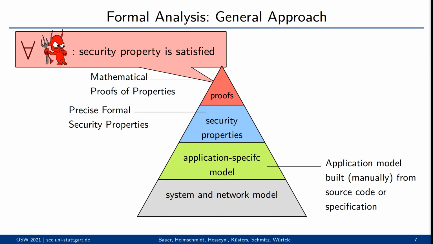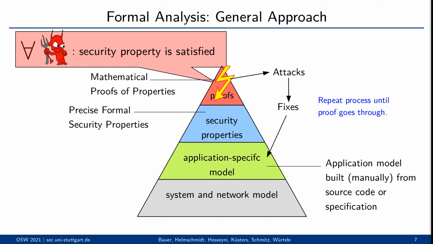But it might be that this fails. And if that happens, then you might find attacks, even new attacks. And what you would do then is you would come up with fixes, often together with the corresponding working group. And then you can incorporate these fixes into the application-specific model. And then you continue the proof until you have the final proof of security.